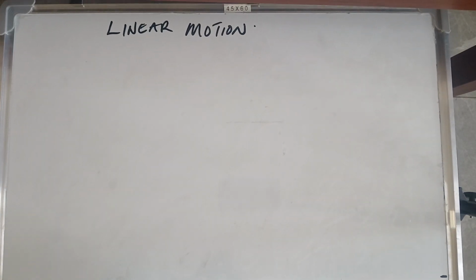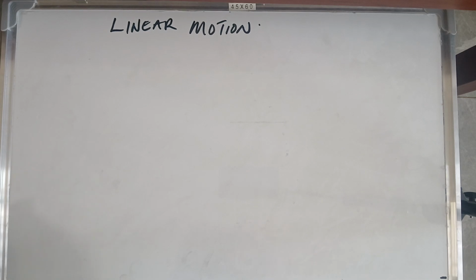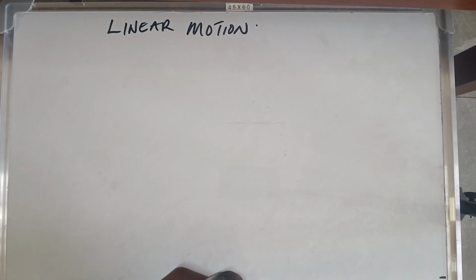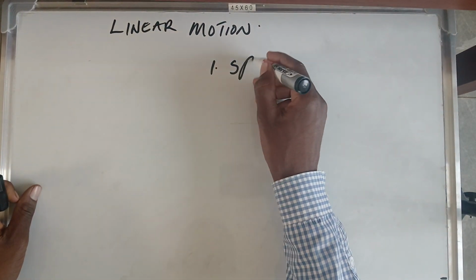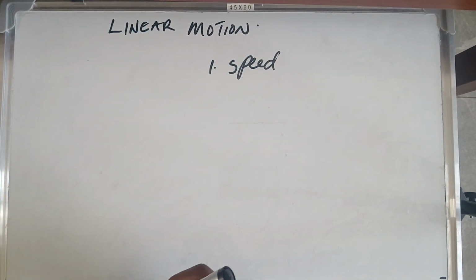In this tutorial, we'll be talking about linear motion. Now, it's very important for us to understand the terms that will be frequently used in this topic. Number one is the term speed. Now, speed may be defined as the rate of change of displacement with respect to the surroundings.